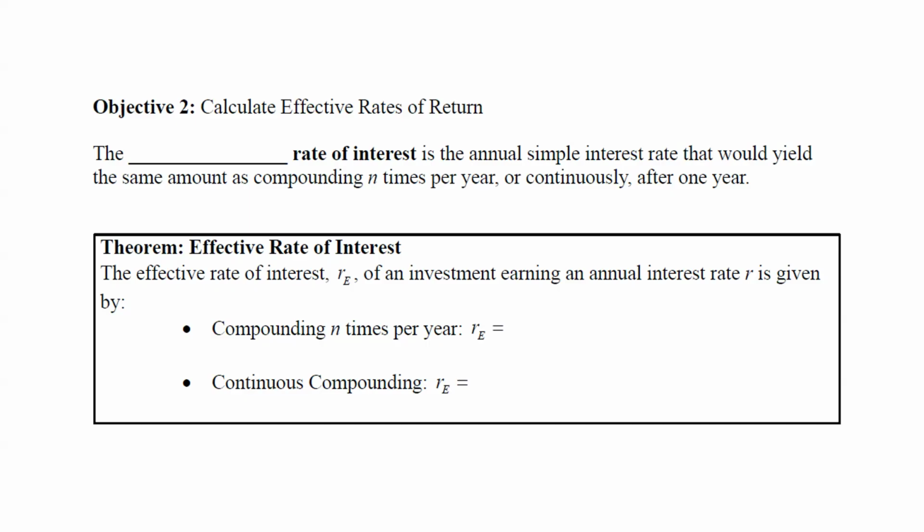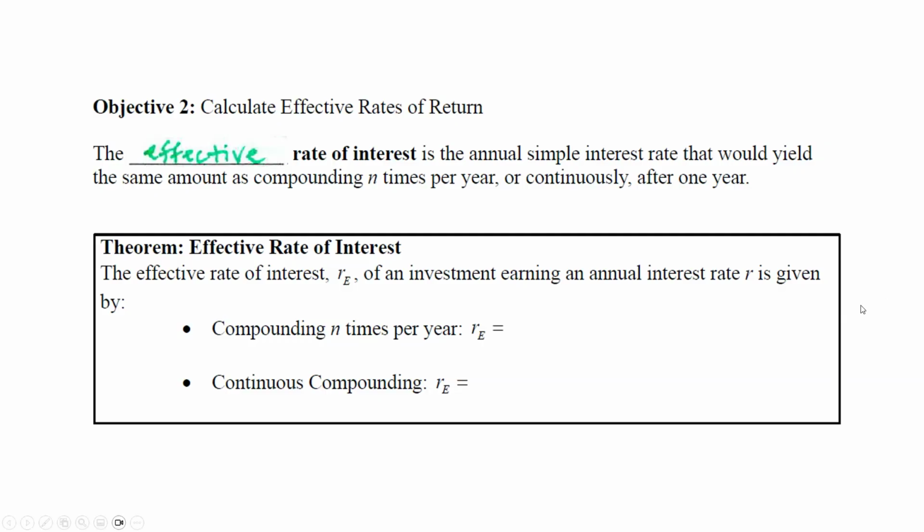So what is an effective rate? Well, the effective rate of interest is the annual simple interest that would yield the same amount as compounding n times per year or continuously after 1 year. So why is this useful? Why can't we just stick with the continuous compounding? Well, let's say that you compare different investment options on an apples to apples basis. So one bank might offer 3.1% compounding monthly, and another offers 3.15% compounded quarterly. Which is better? Well, the effective rate tells you that.